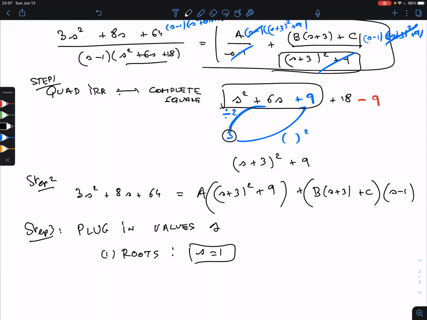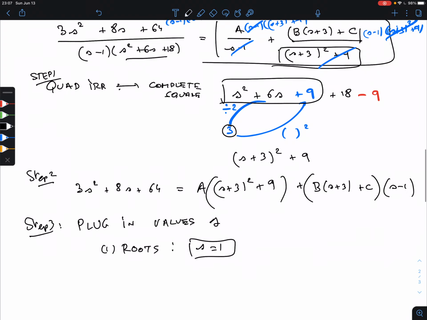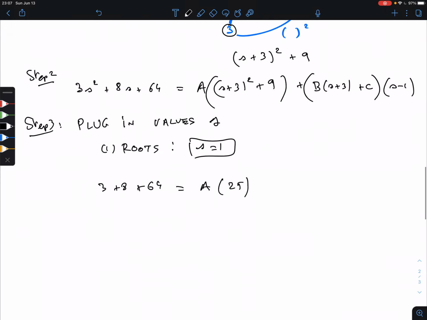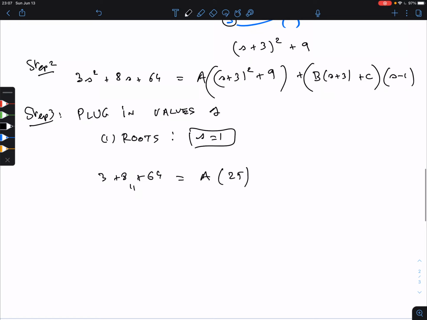So s equals 1. What is the result of that? Well, this term disappears. So don't expand it, because otherwise it takes you a lot of calculation to see that the whole thing is gone. But here, of course, this doesn't vanish, and neither does the left-hand side. So I get 3 plus 8 plus 64 equals a times 1 plus 3, that's 4, squared is 16, plus 9 is 25. And what is this? That is 75? 72, 75, yeah. Okay, a is 3.